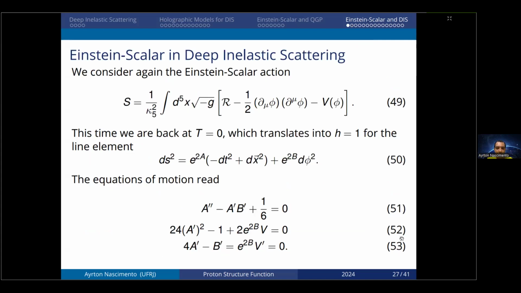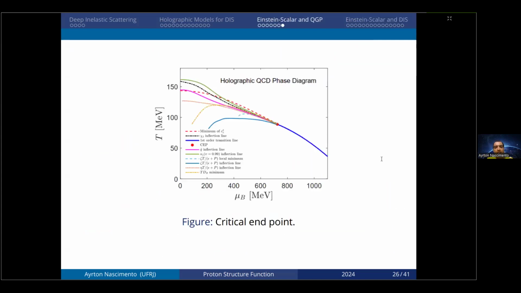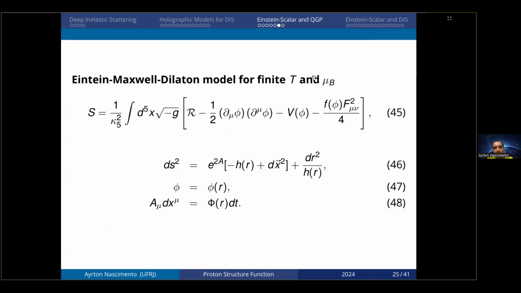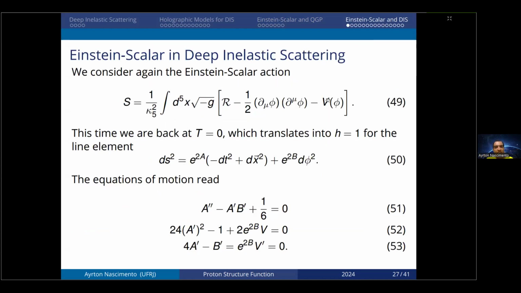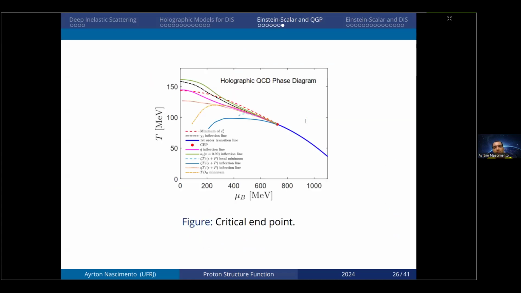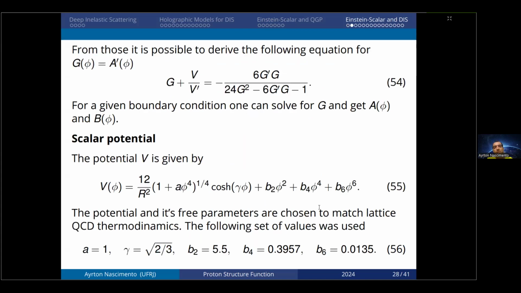This potential was used in this model for the quark gluon plasma. The proposal when I worked with the professor in the US was to forget about this term over here, and just use this action with this potential, the one they used in this model. They reproduced lattice QCD results and got this nice result over here. Why not apply this to the deep inelastic scattering problem? This is the potential they used with these values, and my contribution was to use this model for the deep inelastic scattering problem.